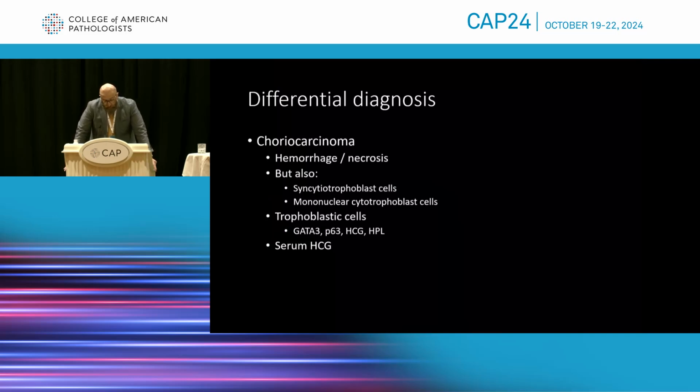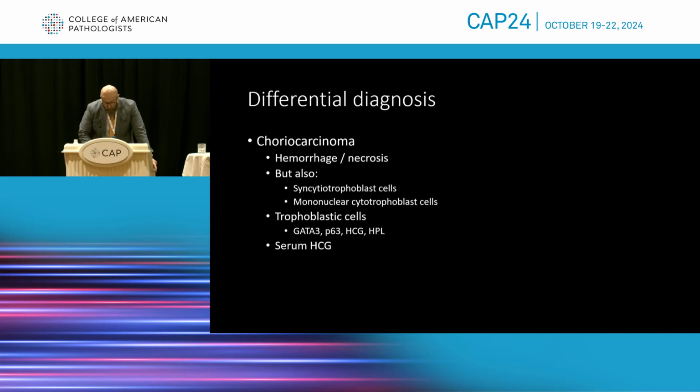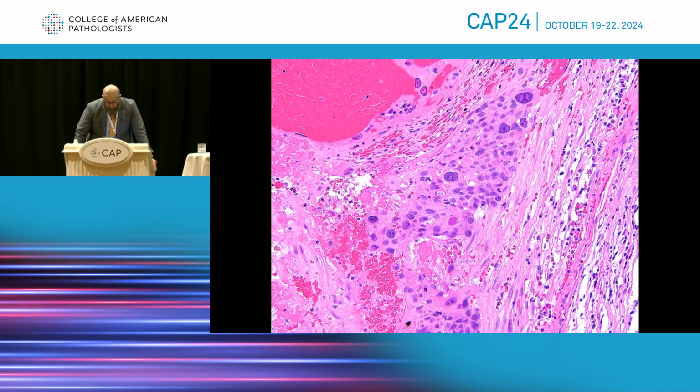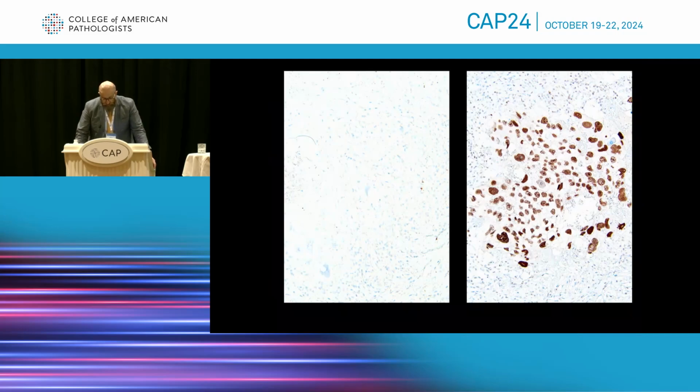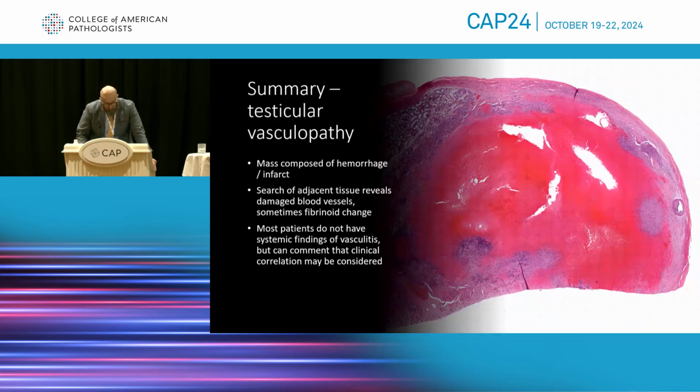Choriocarcinoma can also have areas of hemorrhage and necrosis, but you would also need the tumor cells, the multinucleated syncytiotrophoblastic cells and the mononuclear trophoblast cells. And here's an example. We have hemorrhage, giant cells, and mononuclear cells. Sometimes the giant cells have kind of a lacuna with blood in it. Like here we can see these big cells wrapped around an area of blood. And if you want to use some immunohistochemistry, OCT3/4 is negative in choriocarcinoma. That would help distinguish it from either seminoma or embryonal carcinoma. And then GATA3 is often positive in trophoblastic tumors.